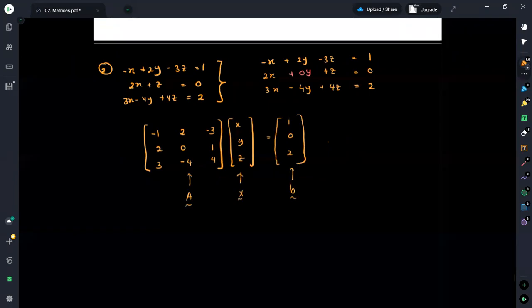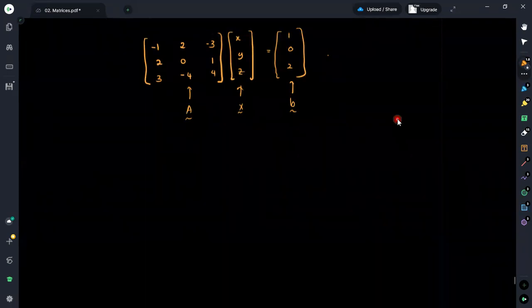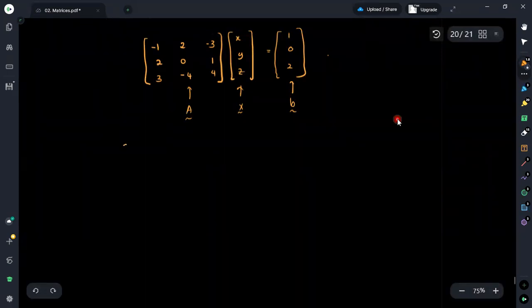The next stage is to check whether the system has solutions or not. To check that, we need to check the determinant of the matrix A. The determinant of the matrix A is -1, 2, -3, 2, 0, 1, 3, -4, and +4. Now write down these values accordingly.